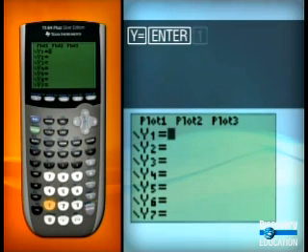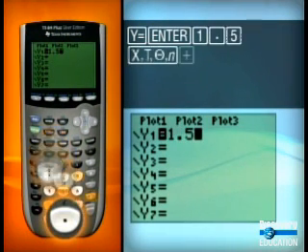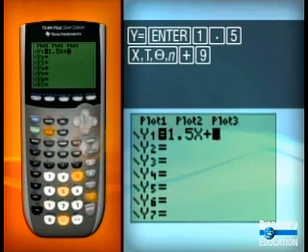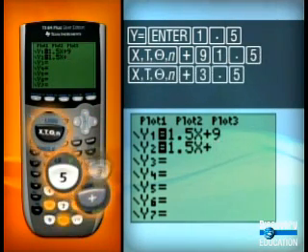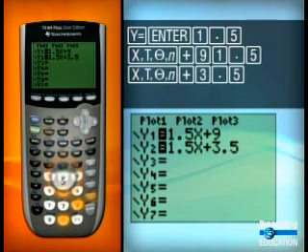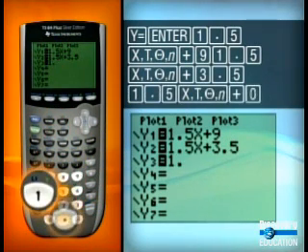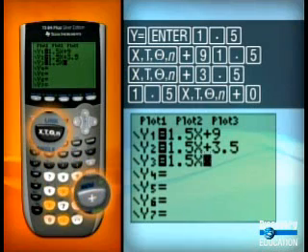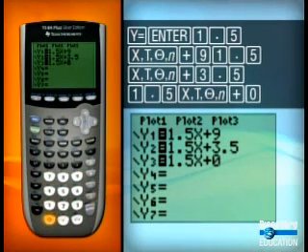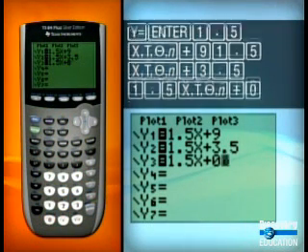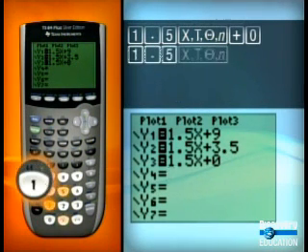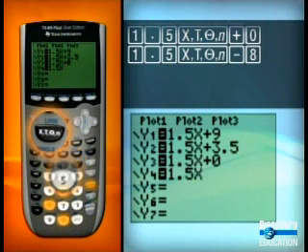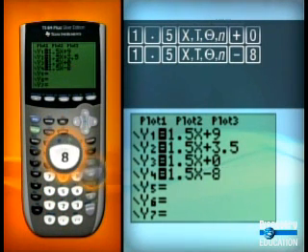For y1, 1.5x plus 9. y2, 1.5x plus 3.5. y3, 1.5x plus 0. You could just write 1.5x, but I want to emphasize that the constant here is 0. And y4 equals 1.5x minus 8. We're using the default graphing style, so keep track of which is which.